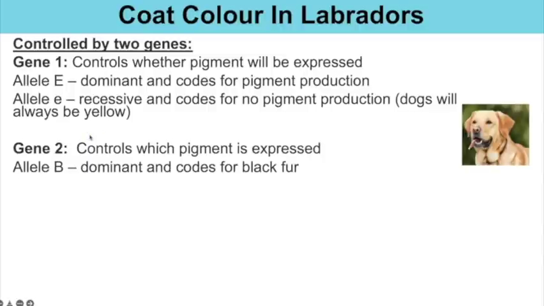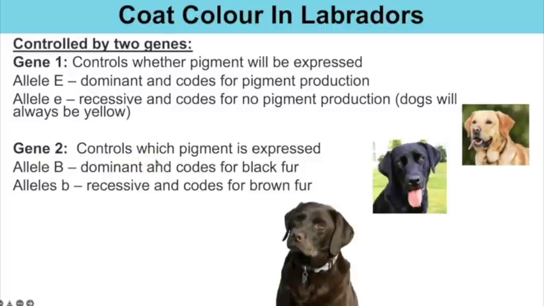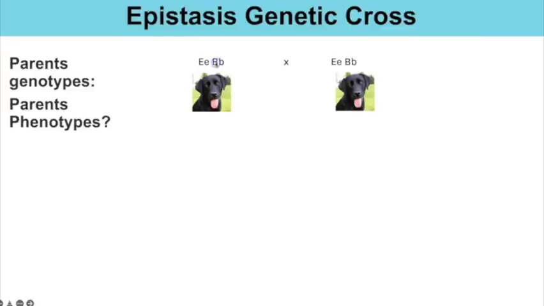Gene 2 controls what colour the pigment will be if it is expressed. So dominant is black, and recessive is brown. So that is how you get the 3 different colours in Labradors. So we have a look at an example. We're going to cross these 2 parents. So the first thing, we've been given the genotypes, but we have to work out the phenotypes. Now both of them have a dominant E, which means pigment can be produced, and they have a dominant B, which means they'll be black.